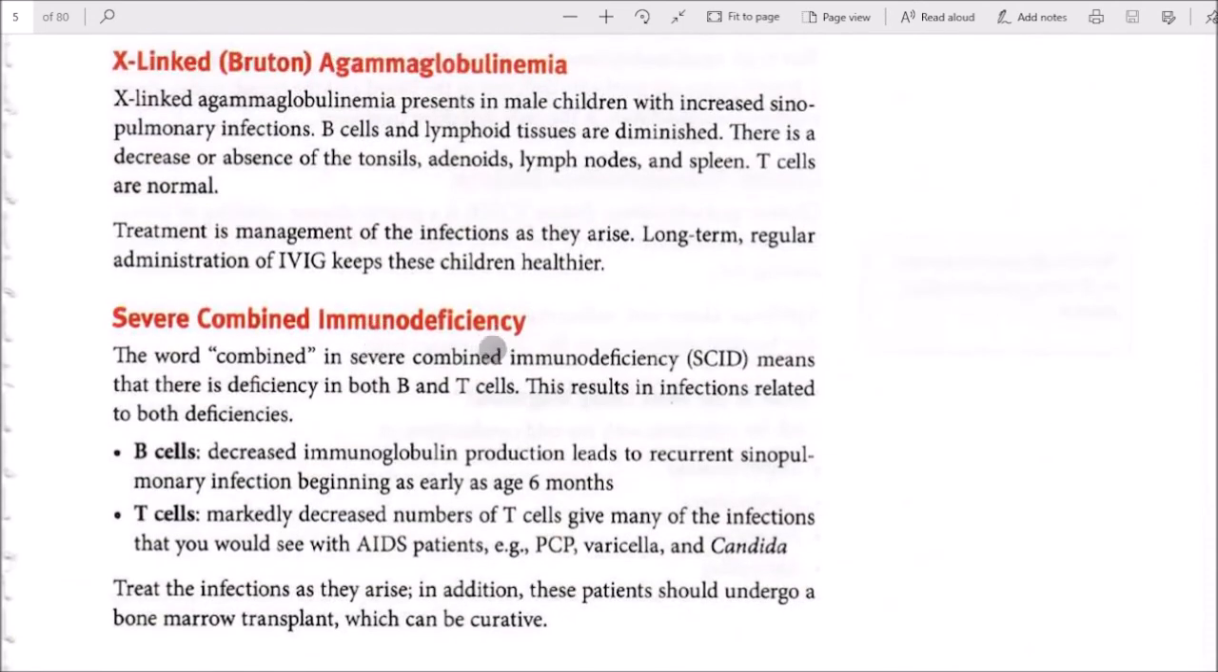Severe combined immunodeficiency. The term severe combined immunodeficiency (SCID) means that there is a deficiency in both B and T cells. This results in infections related to both deficiencies. B cells: decreased immunoglobulin production leads to recurrent sinopulmonary infections beginning as early as age 6 months. T cells: a markedly decreased number of T cells gives many of the infections that you would see with an AIDS patient, for example PCP, varicella, and candida. Treat the infections as they arise. In addition, these patients should undergo a bone marrow transplant, which can be curative.